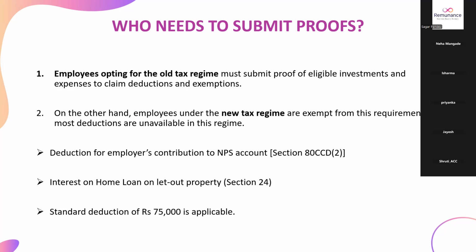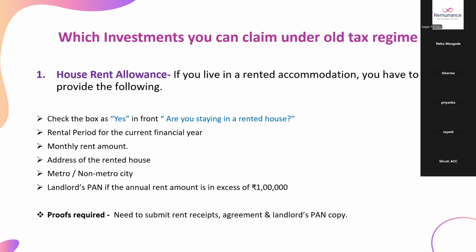Then we have a standard deduction of rupees 75,000. This is only applicable under the new tax regime. Under the old tax regime, the limit is 50,000 for standard deduction. Now let's see which are the investments that you can claim under the old tax regime.